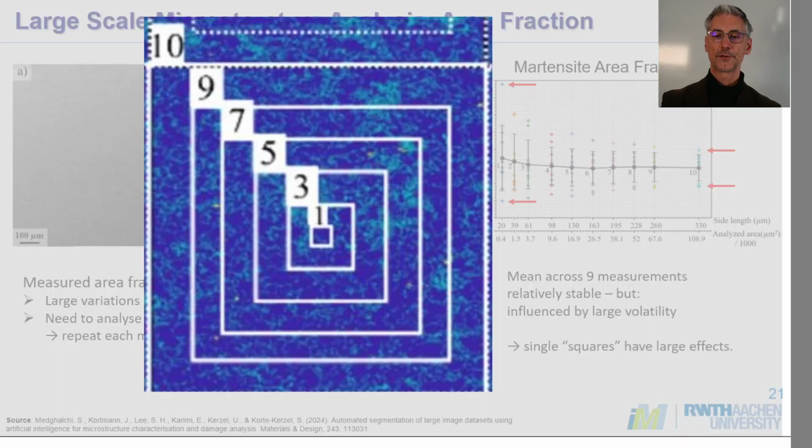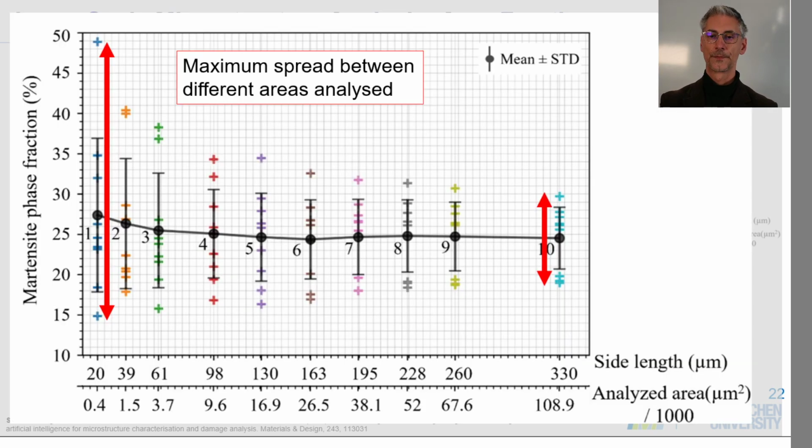So here to illustrate a bit more, everything that's in the following slide with number 1 is a very small area that is then placed in different areas of the microstructure. Number 3 is somewhat larger, and so on. And number 10 is the largest. And the result here is that if you then average over those 9 cases, the mean is relatively stable, even within the standard deviation, but you get a very large spread.